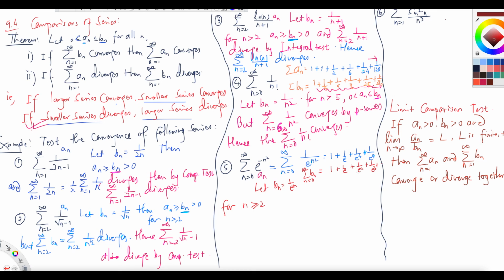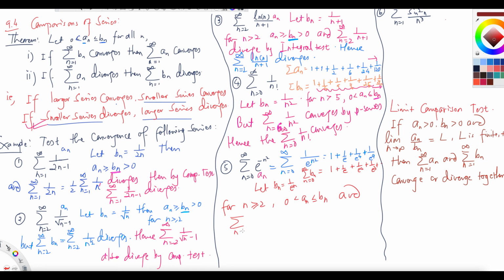For n equals 2 or bigger, we write 0 is less than or equal to a_n, which is less than or equal to b_n. Let me not write equals for 0. So after the second term, all the terms of a_n are smaller because they have the bigger denominator. Then the terms are smaller than the terms of b_n, okay?